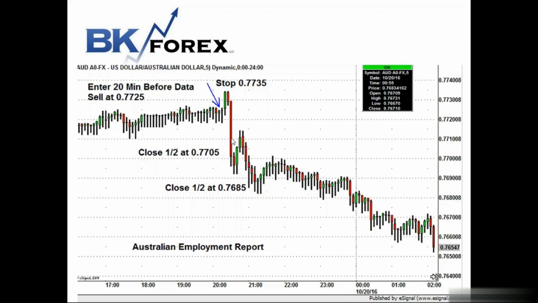76.85. So, pretty fast trade. If you look at this 5-minute chart, I would say 5, 10, 15, 20, 25, 30, 35, maybe no more than an hour was how long the trade lasted. So that's an example of the trade.